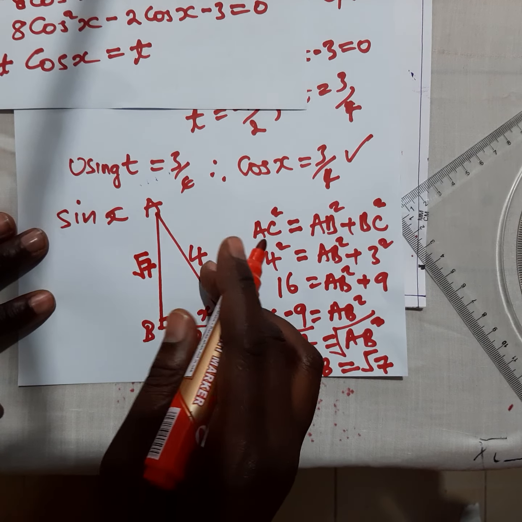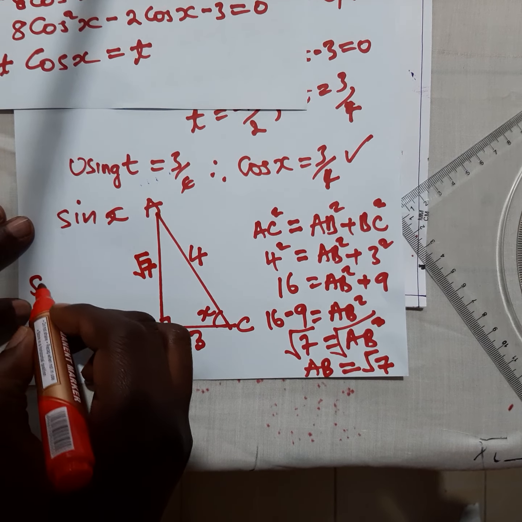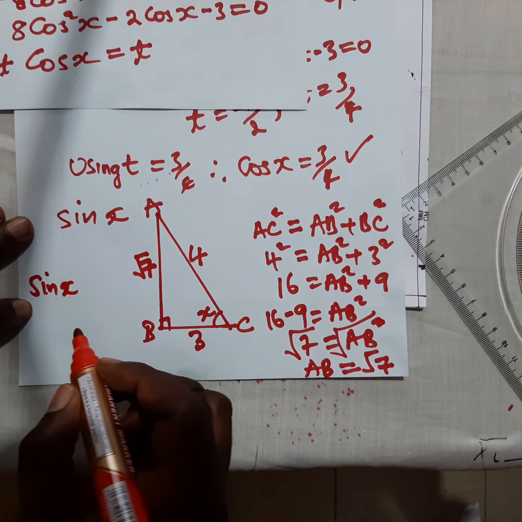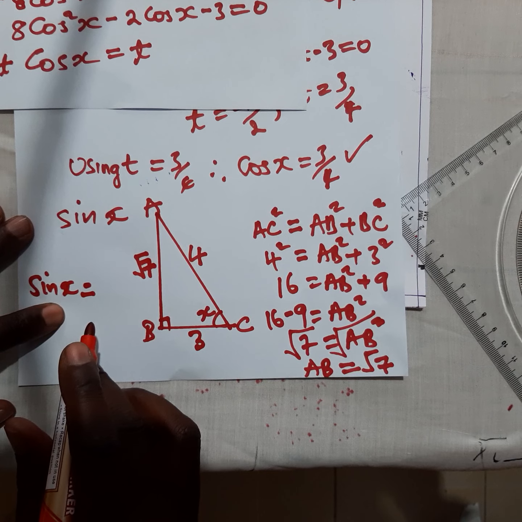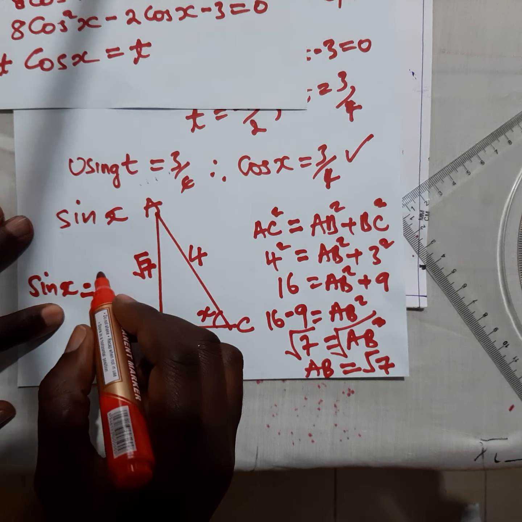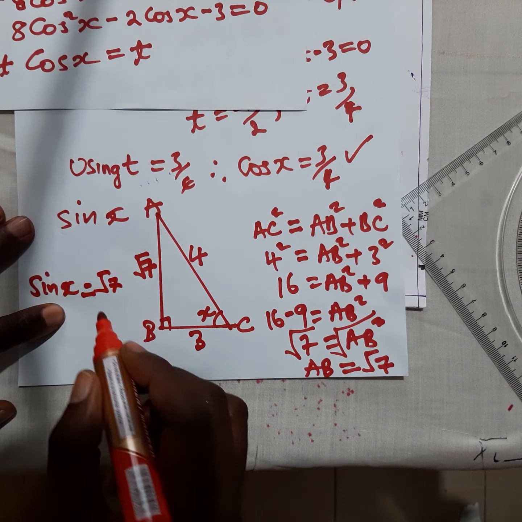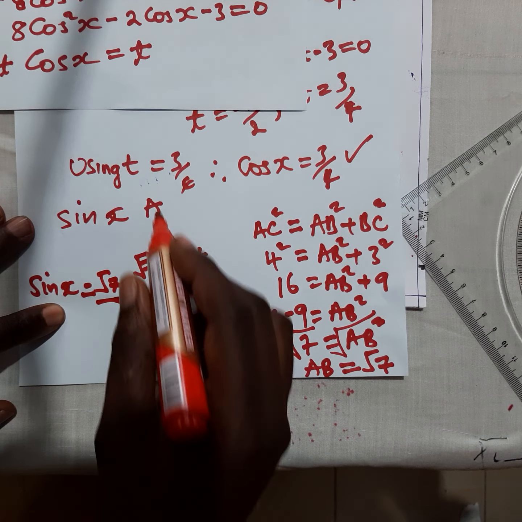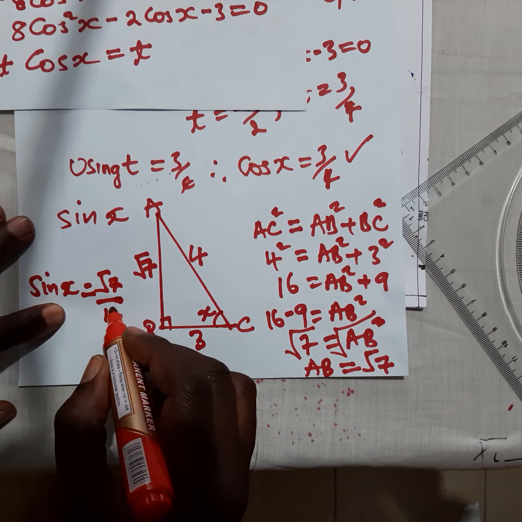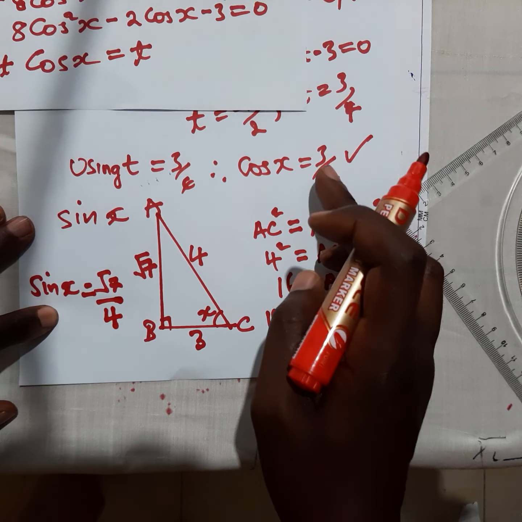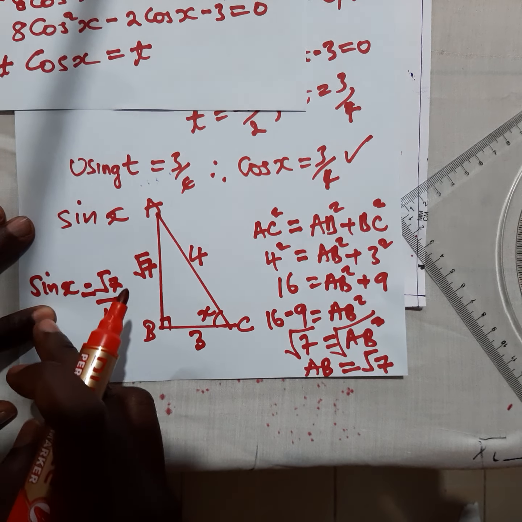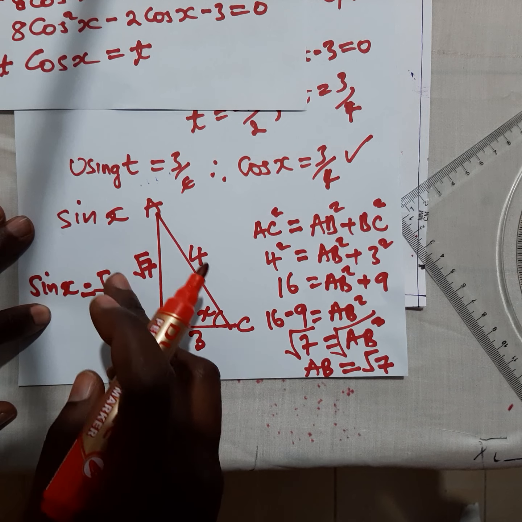Therefore sine x is given by opposite, which is root 7, over hypotenuse, which is 4. So we have said cos x is 3 over 4, and sine x is root 7 over 4.